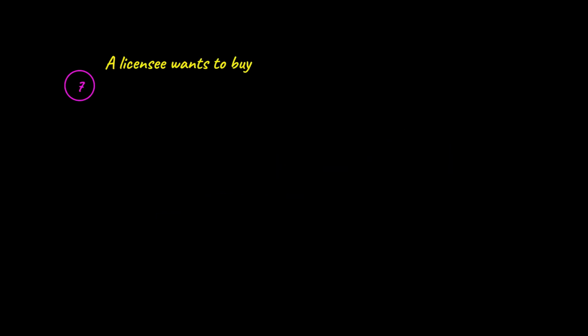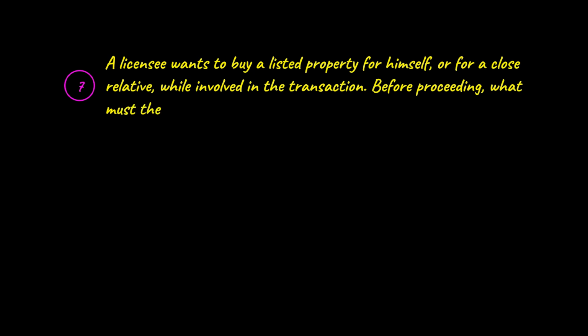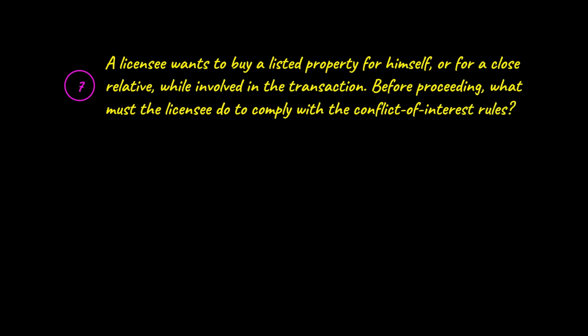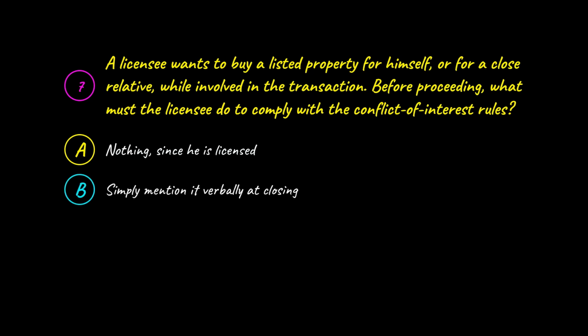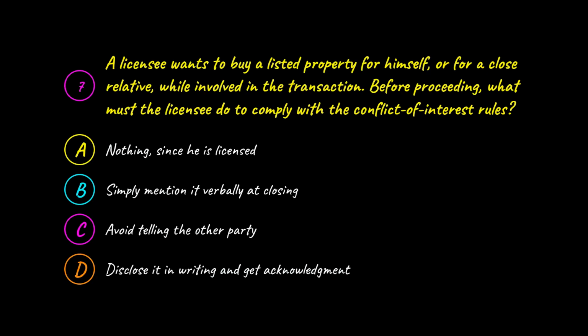Question 7. A licensee wants to buy a listed property for himself or for a close relative while involved in the transaction. Before proceeding, what must the licensee do to comply with the conflict of interest rules? Your options are A. Nothing since he is licensed. B. Simply mention it verbally at closing. C. Avoid telling the other party. D. Disclose it in writing and get acknowledgement. Don't overthink it. Which one feels right?